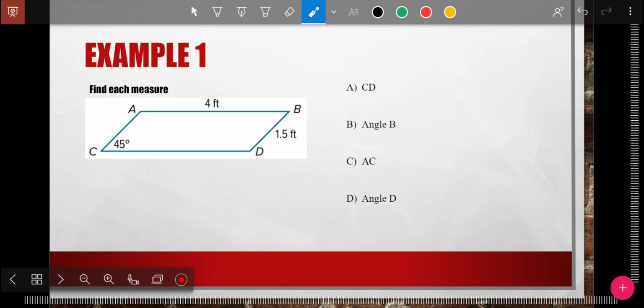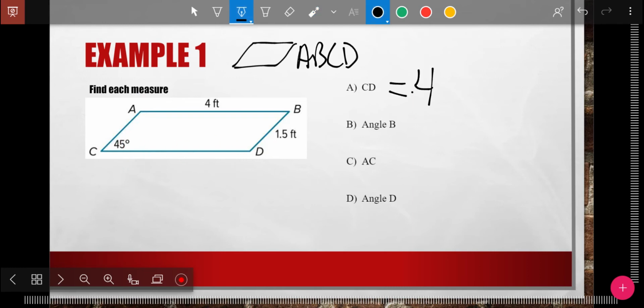Example 1. Find CD. CD is right here. If this is a parallelogram, in the book it will say parallelogram ABCD. And so it's telling you it's a parallelogram. And so this side over here is 4, then CD down here is 4. All right. If it's a parallelogram, then B over here is congruent to C across from it. And so B is 45 degrees.